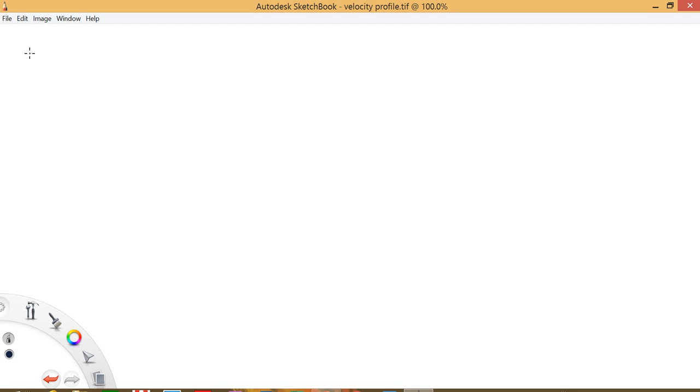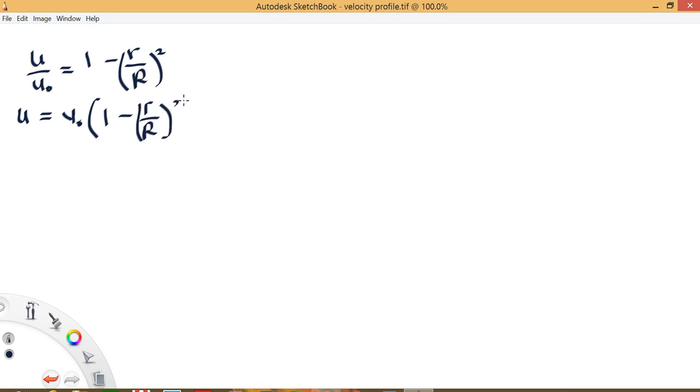So we have U naught times 1 minus r over R capital squared. Okay, you rearrange. In this question, it uses U as the velocity. In the derivation just now, I used V, right? So you can use U or V for velocity. So U naught, you rearrange this, okay? So this looks like a nice parabolic shape velocity profile.